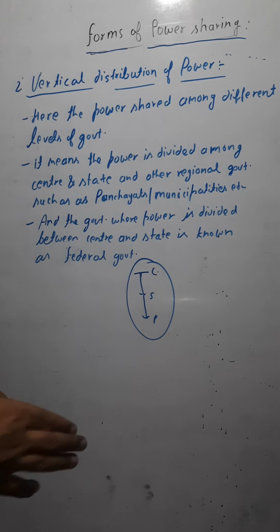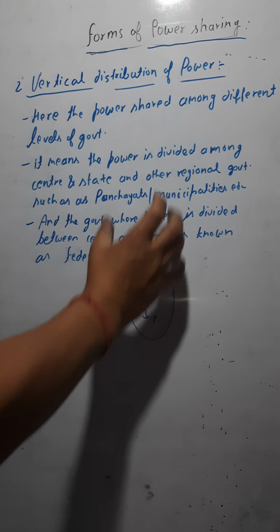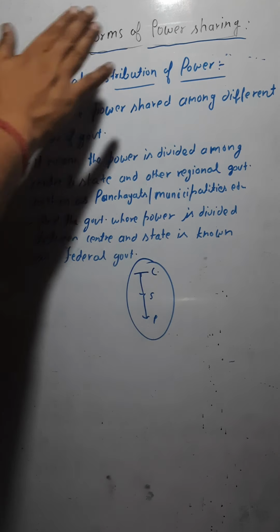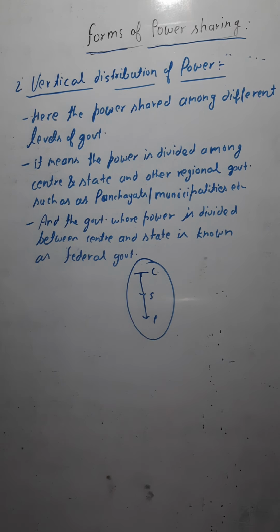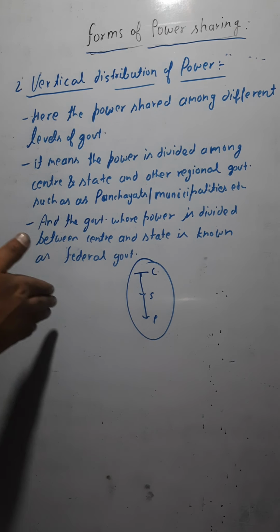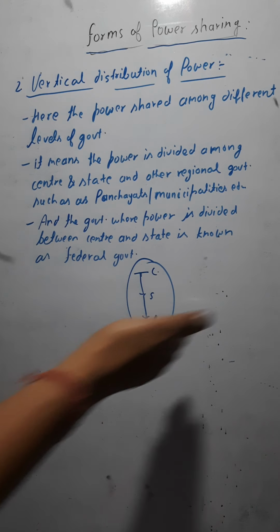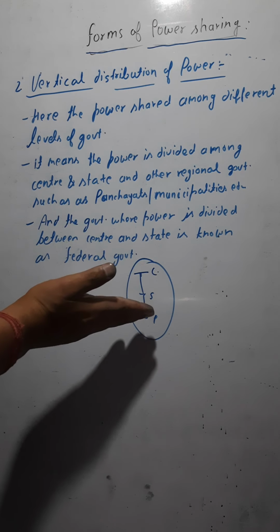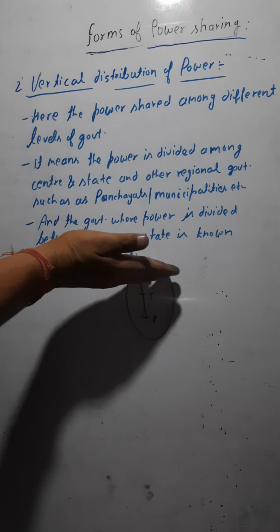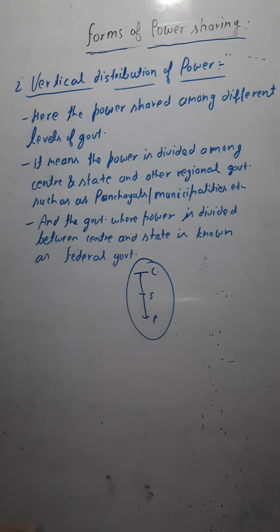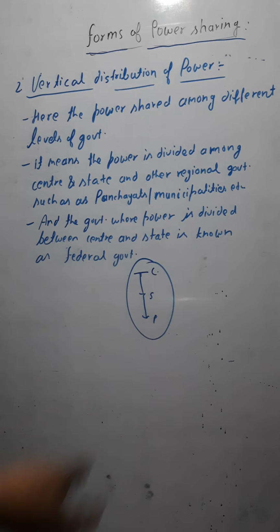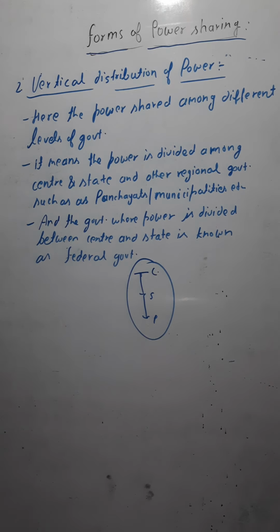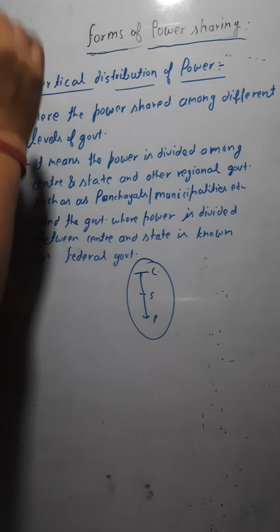Okay, are you getting this? So this type of distribution of power is known as the vertical distribution of power. This is not the horizontal one, where the power has been divided among the 3 organs of the government, but here the power has been divided at different levels: first at the center, then at the states, then at the panchayats. So some power would be with the center, some power with the states, some power with the panchayats. It means all are having some powers. So this type of distribution of power is known as the vertical distribution of power.